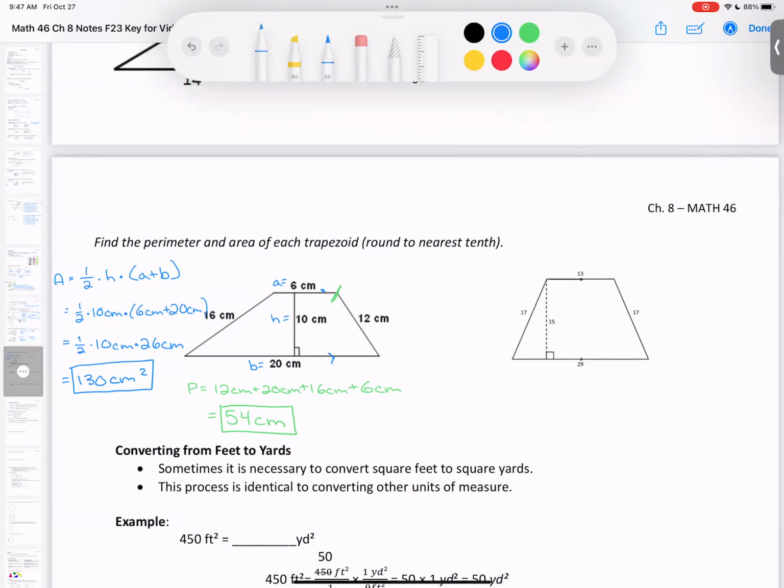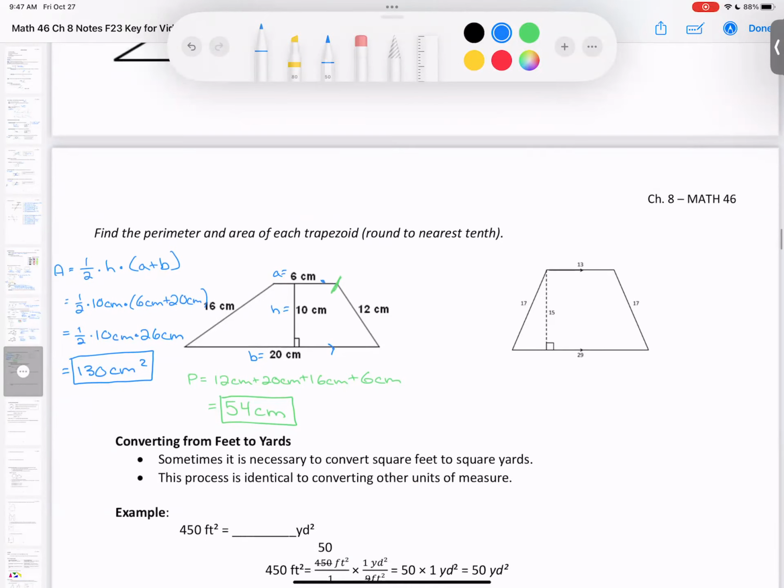Okay, and let's do the area and perimeter of this trapezoid together now. So area, I guess we'll do it down here. Area is 1/2 base times height. Oh, sorry, no, it's not for a trapezoid. Area is 1/2 times H times A plus B.